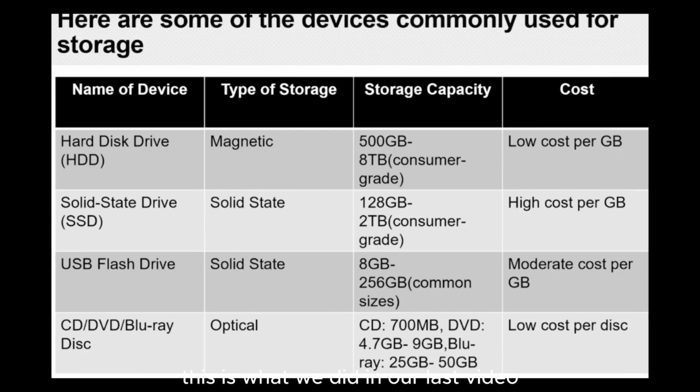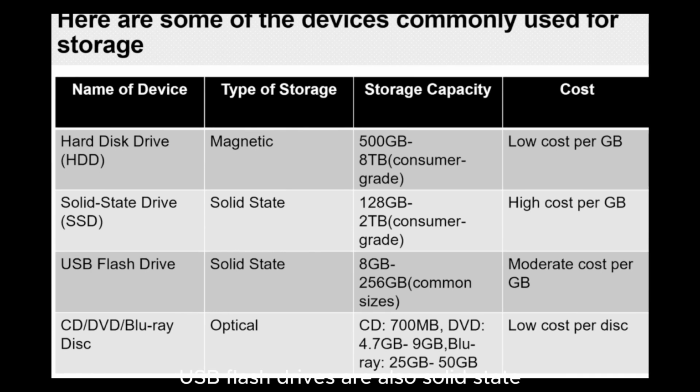This is what we did in our last video. We talked about our devices. So hard disk drive types are magnetic. Their storage is 500 gigabytes to 8 terabytes, maybe more nowadays, and they cost low per gigabyte. Solid state drives start from 128 gigabytes and can nowadays go up to more than 2 terabytes. They are high cost per gigabyte.